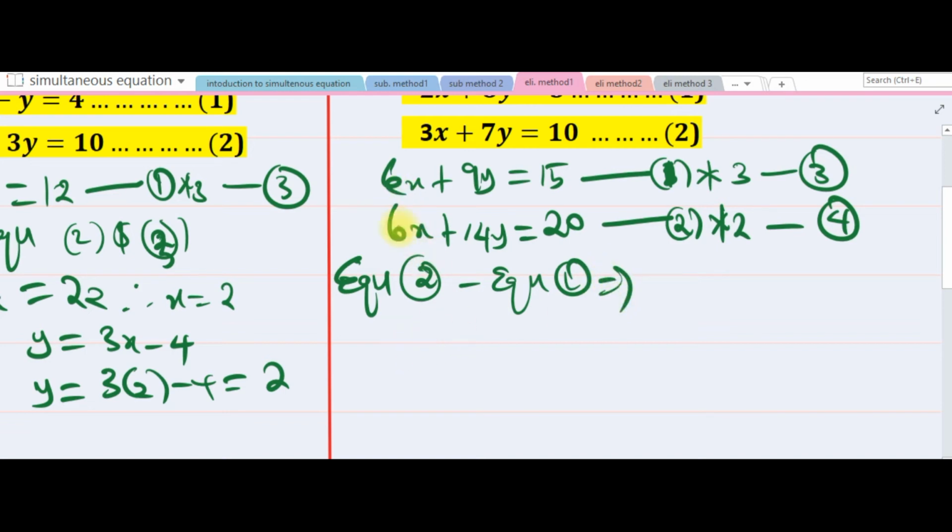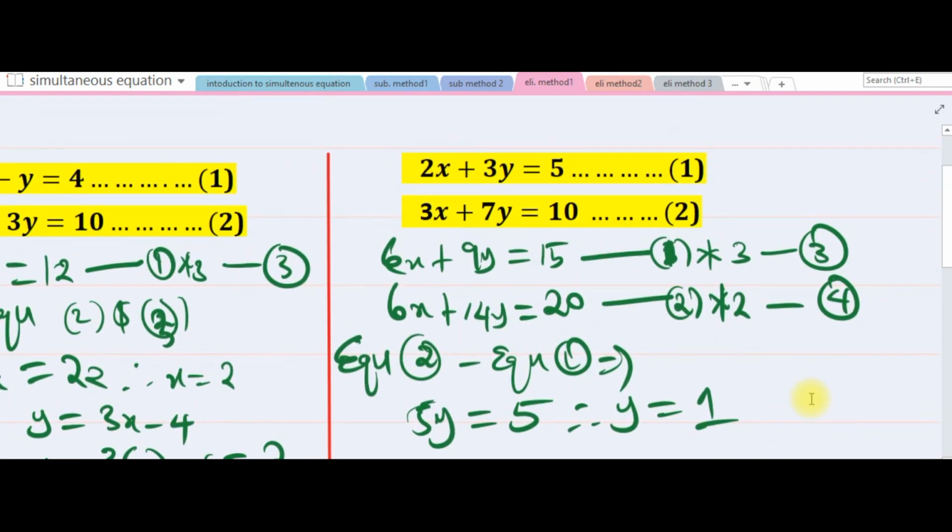implies 6x minus 6x is 0. 14 minus 9 is 5. So I have 5y equals 20 minus 15, which is 5. Therefore, y is 5 over 5, which is 1. So the next step is to choose any of the original equations and make x the subject of the formula. Here it seems equation 1 is the best. It has lower coefficients.